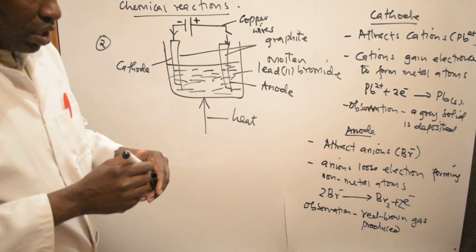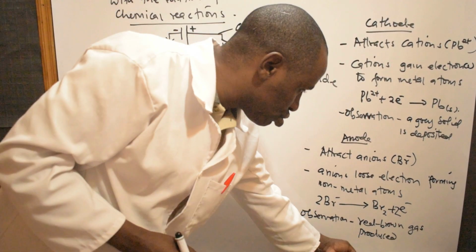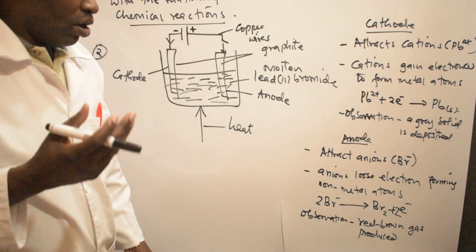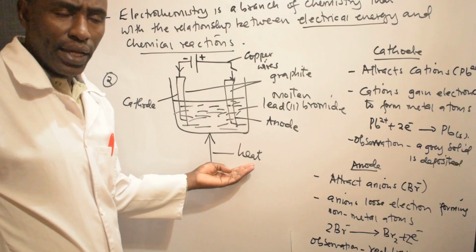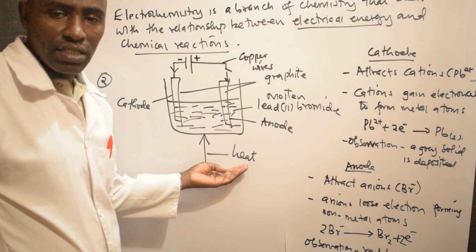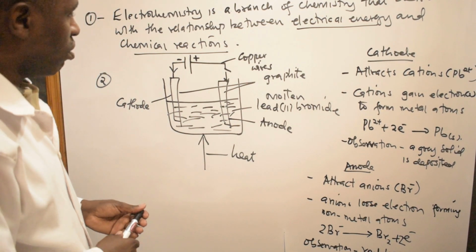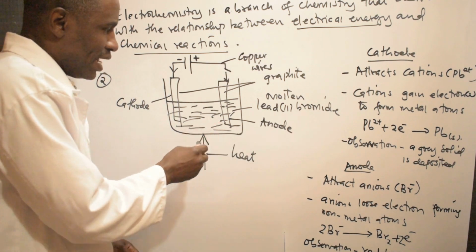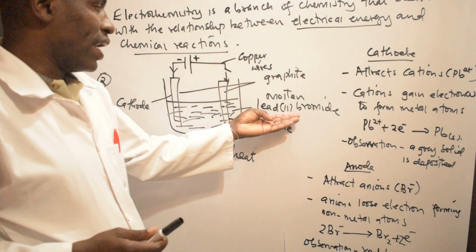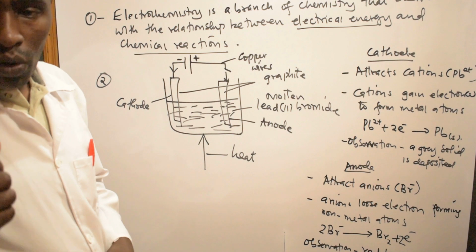Red-brown gas produced, or red-brown bubbles will be produced. Remember, we can also be able to view them. Why do we require this heat as this process goes on? Number one here, of course, it is to maintain my lead-2 bromide in the molten state.